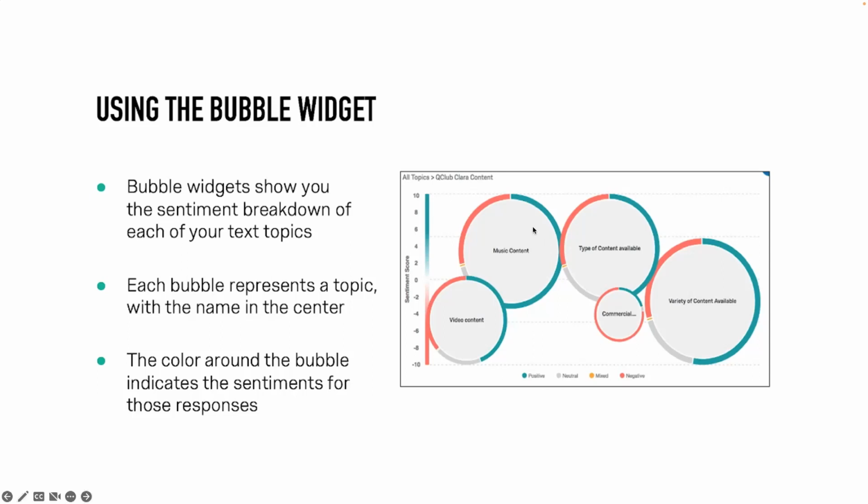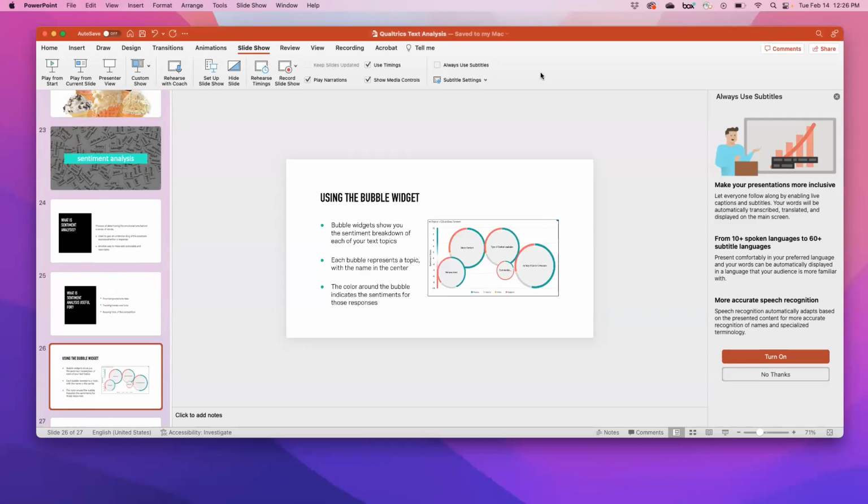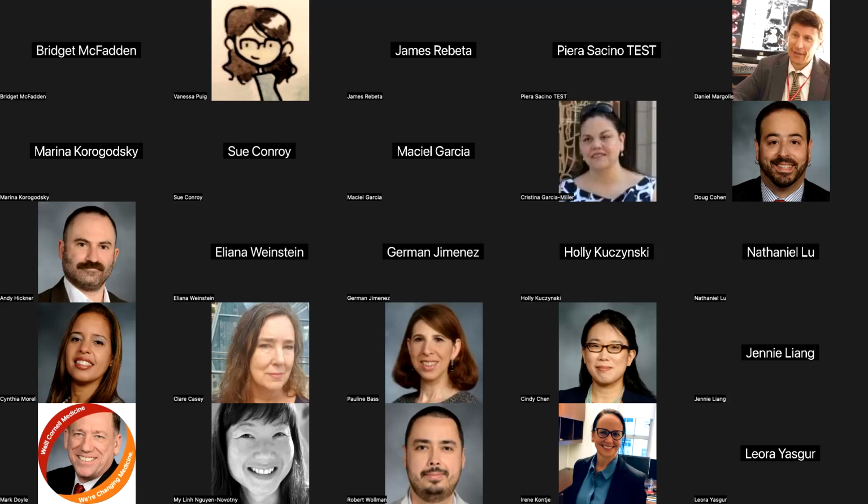And then the length of the line is also going to correspond to the number of responses coming in. So on this screen here, you can see, let's see, variety of content available. The line for positive is longer than the negative one. And that just means more responses are considered to be positive than negative for that particular topic. Let's get back into the demo, and then I'll show you an example in our demo survey.